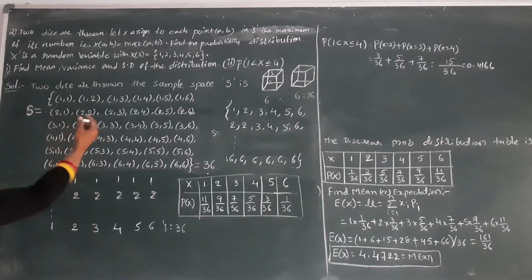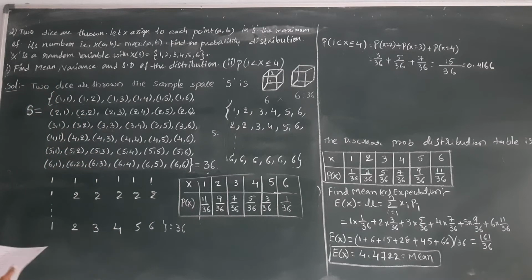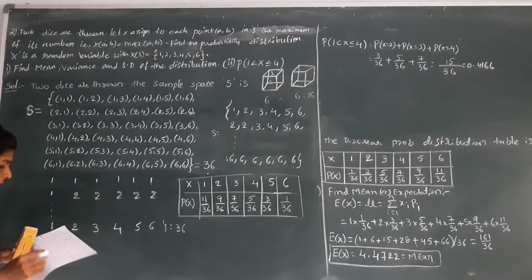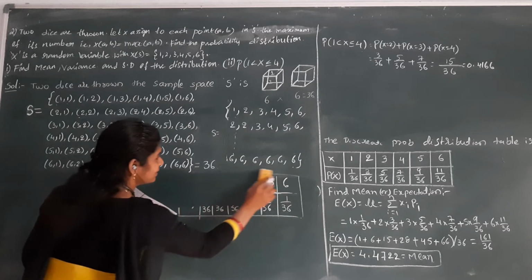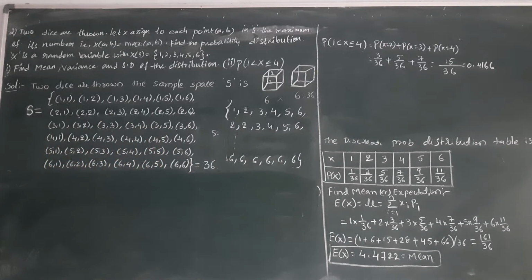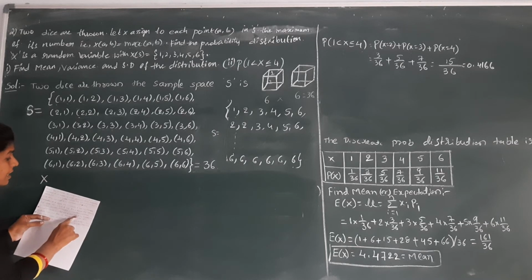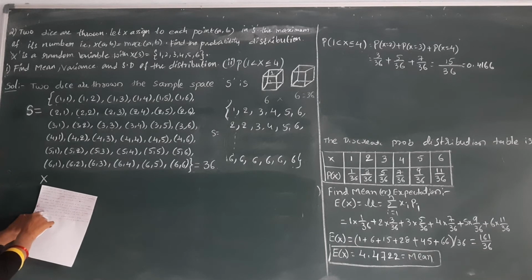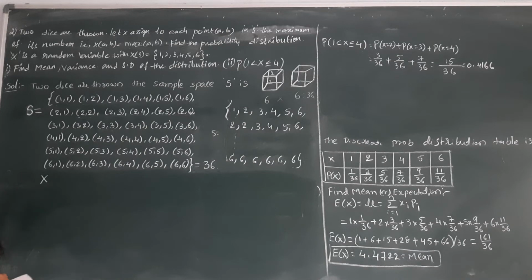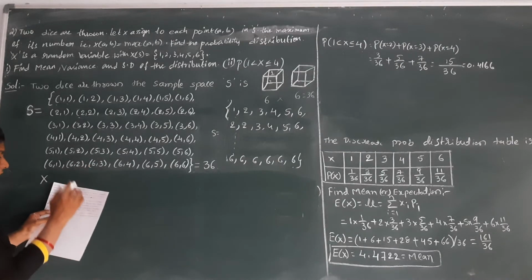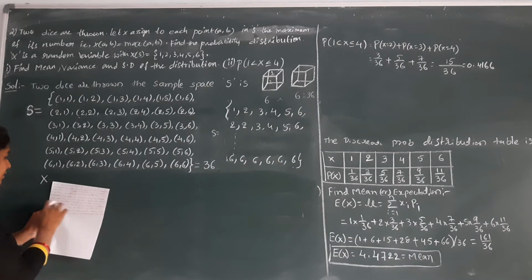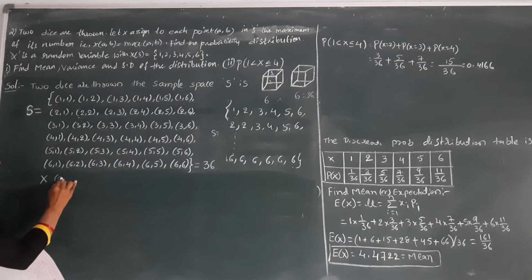Next, in the same question, one more slight difference, that is the third question. A random variable capital X is defined as, this is a little bit interesting, the sum of the numbers on the faces when 2 dice are thrown. So capital X is defined as the sum of the numbers on the faces of the dice.